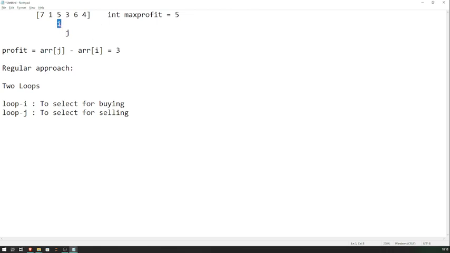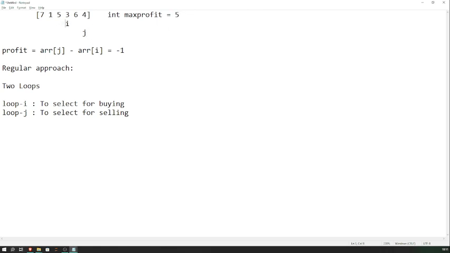Okay, and now again i plus plus, and j will start from i plus 1. So we are buying on 5 and then selling on 3. Profit becomes minus 2, terrible loss. We cannot do this, maxProfit still remains 5. Then 6 minus 5, we are having a profit of 1, but maxProfit is still 5, so we will not update maxProfit. 4 minus 5 is minus 1, again loss, maxProfit still remains.